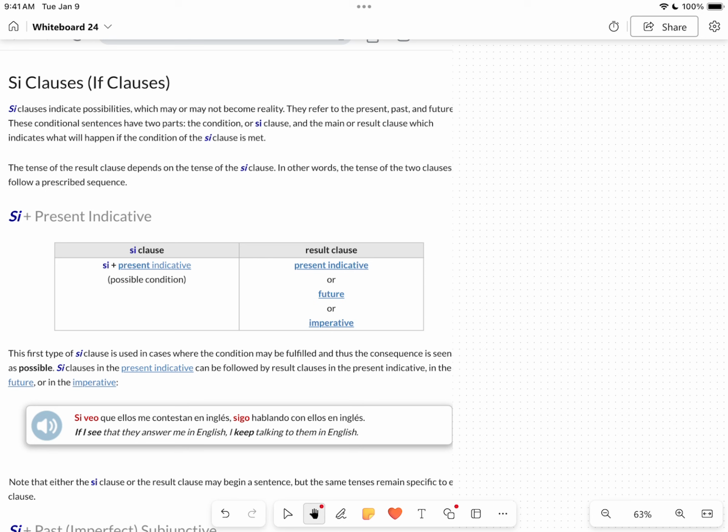Okay. I'm going to go over the C clauses and how we use the different C clauses with different verb tenses. So we're just going to start with the easy one first. It's C clauses with the present indicative.